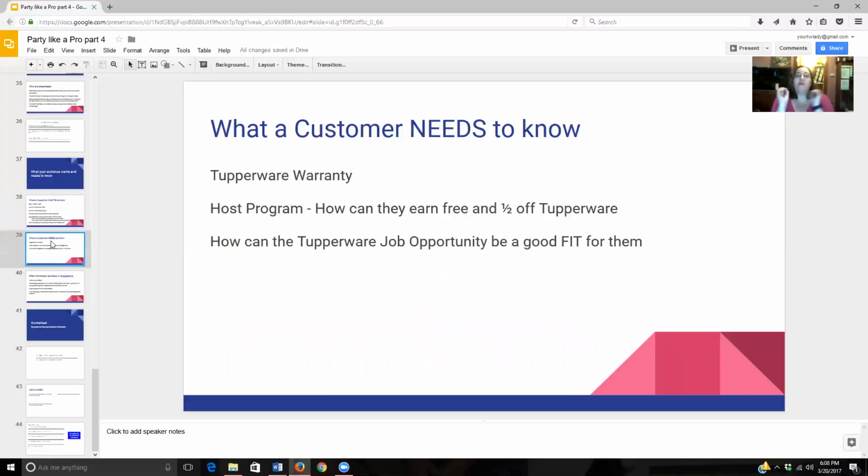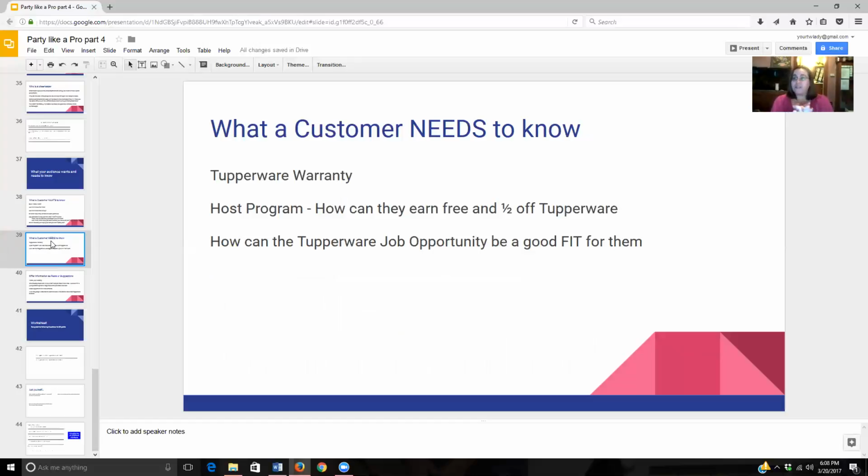What a customer needs to know. These are three major components that you want to make sure that every customer knows. You should be doing this at every single party because customers need reminded of these things and they need to know them. Number one, the Tupperware warranty.